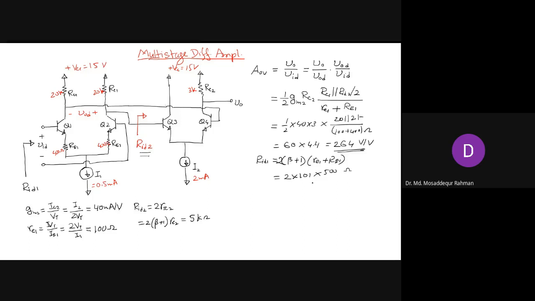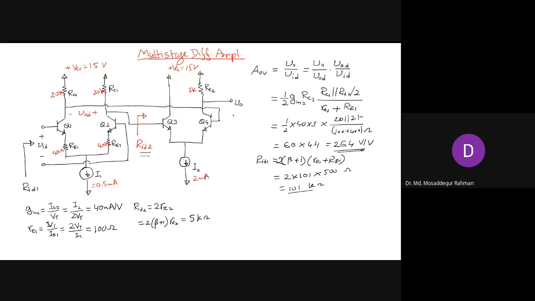If you convert into kilo ohm, that will be about 101 kilo. So we get almost 100K of input resistance and also a gain of 264, right? So 100K is quite high. Now all of that looks good here.